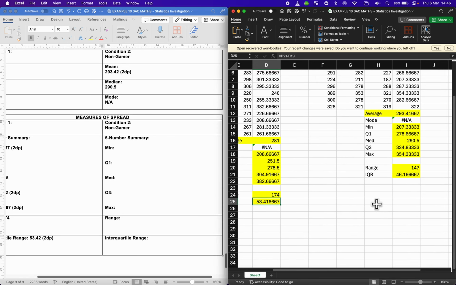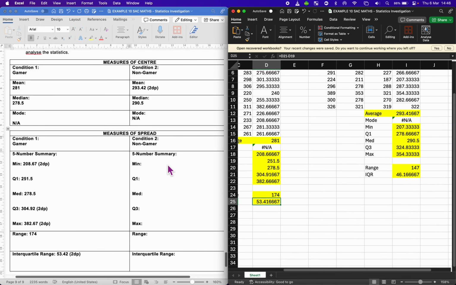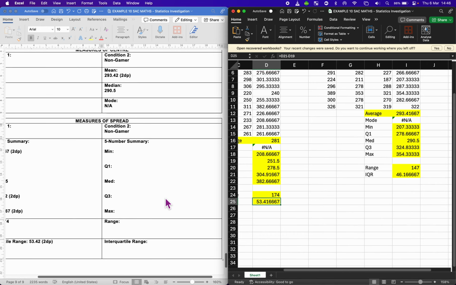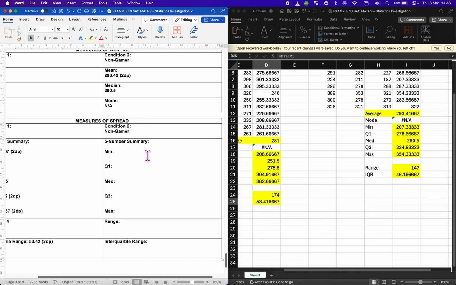Condition 2, we're finishing that up. But your whole argument in your assignment hinges on this. Except for talking about the graphs, you're basically done. Except for the write-up, yeah? So non-gamer minimum, 207.33 to 2 decimal points. Q1, 278.67 to 2 decimal points. Median 290.5. Q3, 324.83 to 2 decimal points. Max, 354.33 to 2 decimal points. The range was 147. Interquartile range was 46.17 to 2 decimal points.